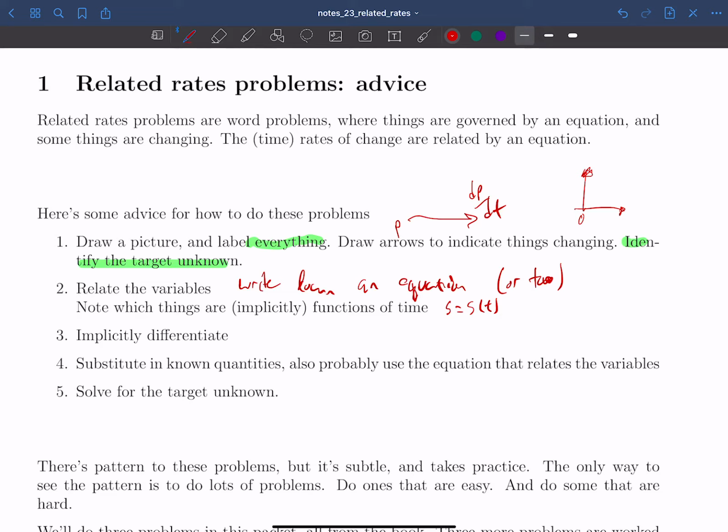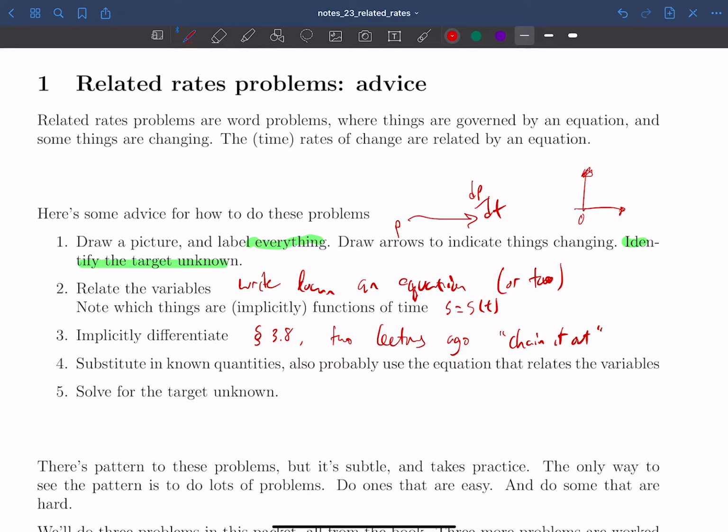Implicitly differentiating is the third step. For that, I think you should see section 3.8. That's 2 lectures ago. The main point of that is that when you take derivatives, you've got to chain out the derivatives of the implicit functions.